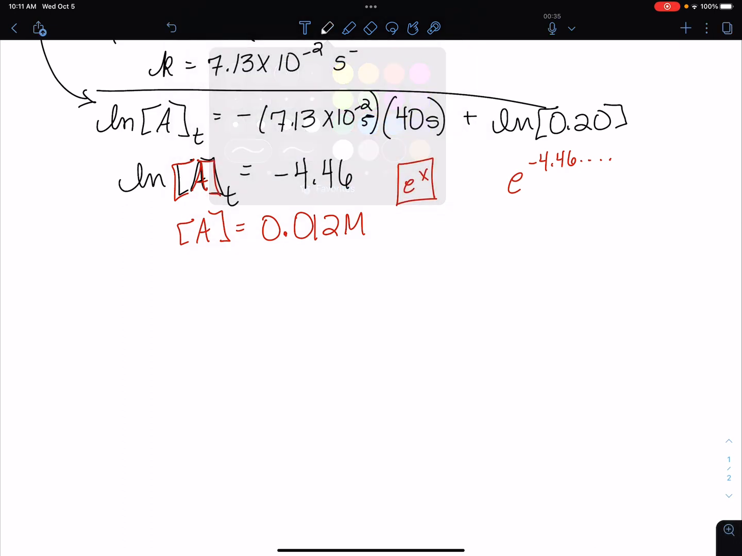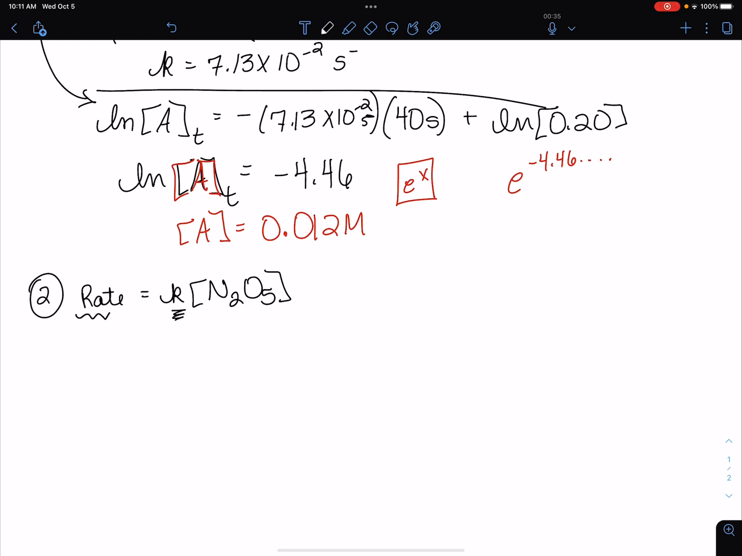Okay, number 2. Again, we are told it's first order N2O5. Okay, if it's first order N2O5, that means that the rate is equal to some constant K times the concentration of N2O5 raised to the first power. We're given the rate constant. Okay, it's 4.82 times 10 to the minus 3. And we need to calculate the rate. That's what we're looking for.